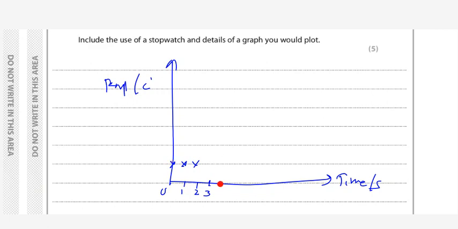Don't take the recording at the third minute. On the fourth minute onwards, every minute you take the recording. You can take every minute or every 30 seconds. So the fourth minute onwards, you take the recording. So you get a graph like this. So you draw the best fit line.